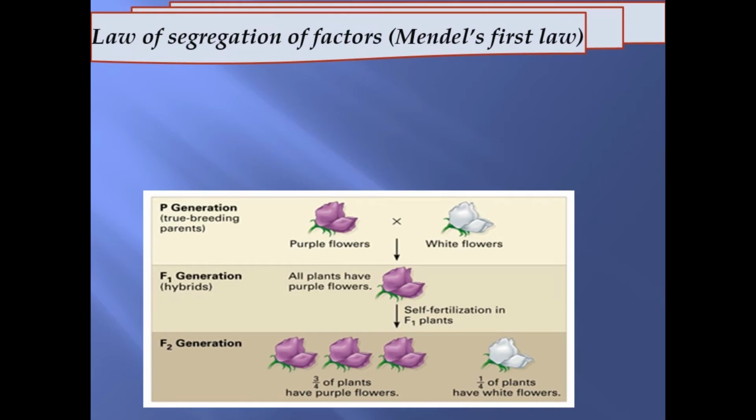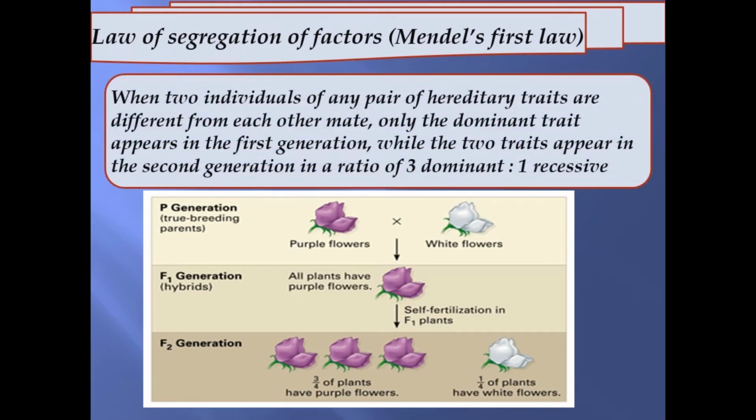Now, the law of segregation of factors, or Mendel's first law, says that when two individuals differ in a pair of hereditary traits, only the dominant trait appears in the first generation, while the two traits appear in the second generation in a ratio of 3 dominant to 1 recessive.